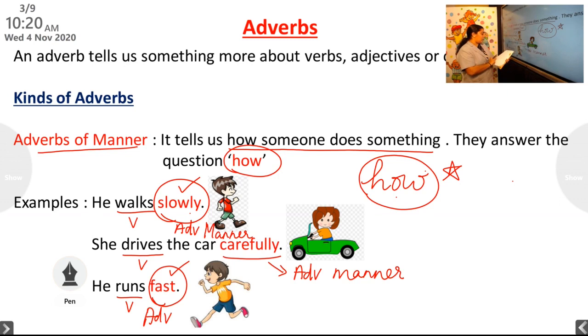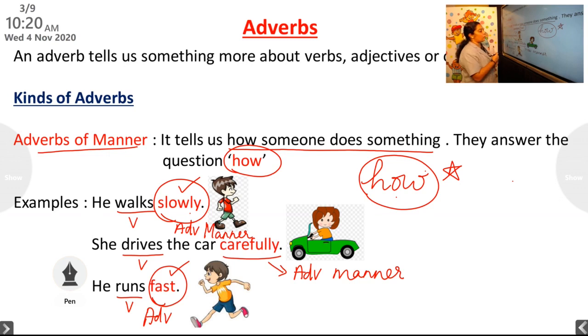And in your textbook, two more examples are given. Ravi drives very carefully. How does Ravi drive? Very carefully. So carefully is the adverb you have got. So carefully is the adverb of manner. When you ask the question how, you get the answer carefully. She walks slowly. How does she walk? She walks slowly. So again, slowly is the adverb there.